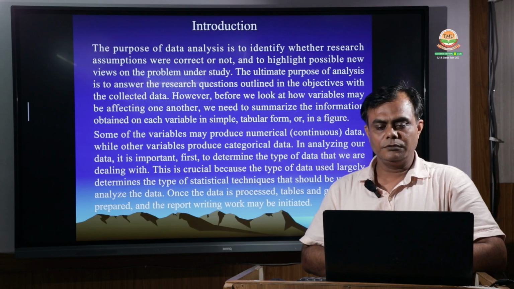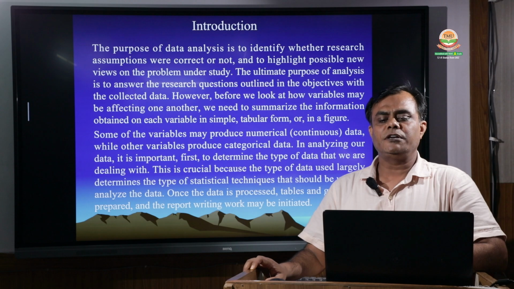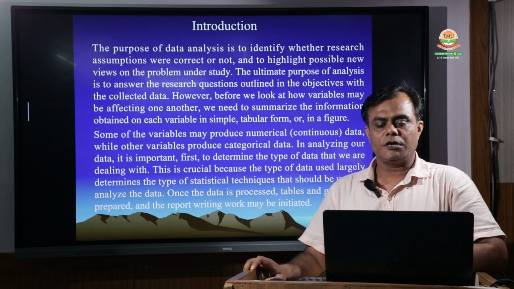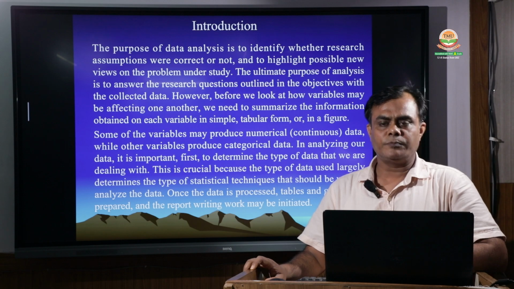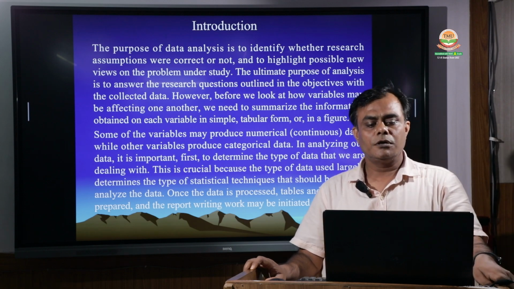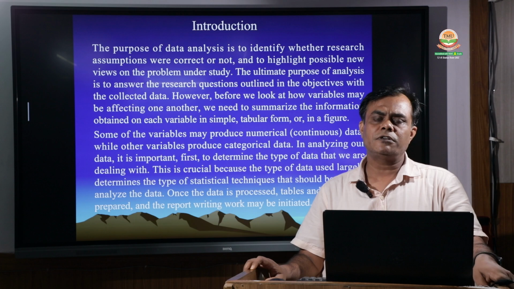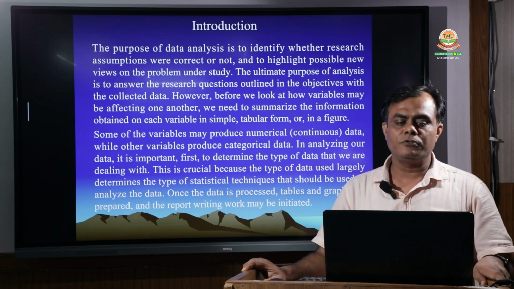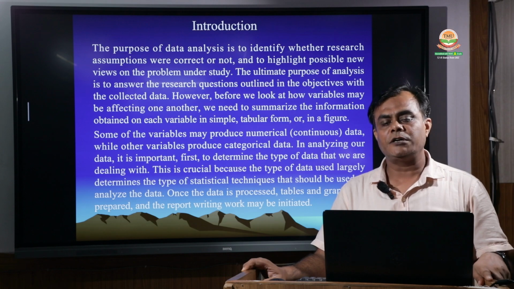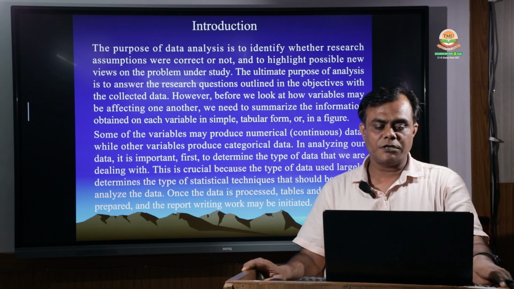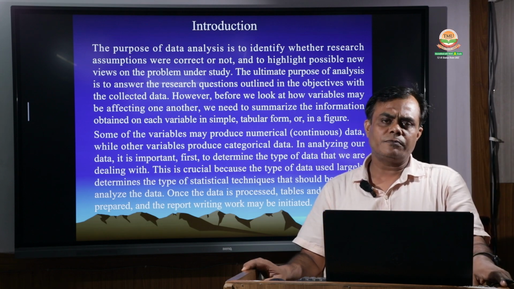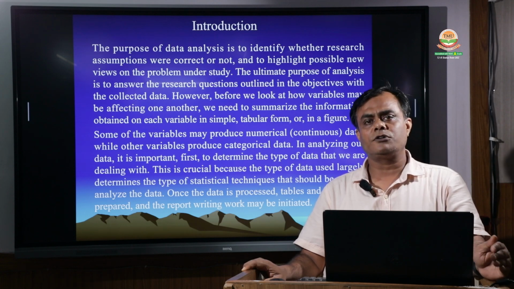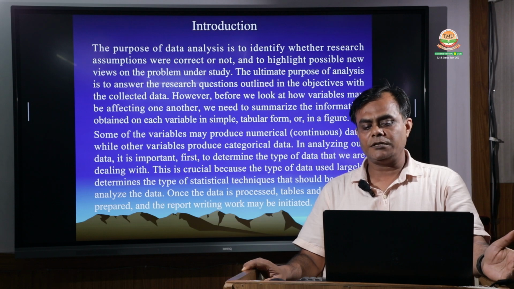Next, introduction. The basic purpose of data analysis is to identify whether the research assumptions were correct or not, and to highlight possible new views on the problem under study. So whatever problem we are going to understand, we have to highlight the possible views on that particular problem, outlined in the objective with the collected data. So whatever data you are collecting on the basis of the objective, we have to answer that objective on the basis of the collected data.